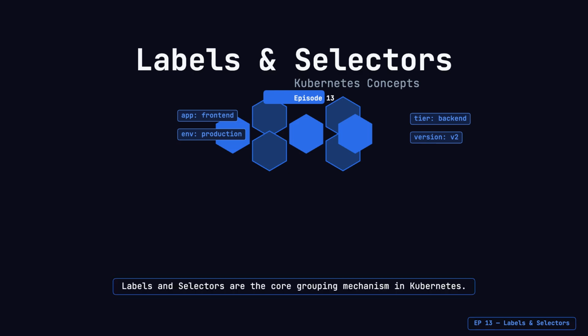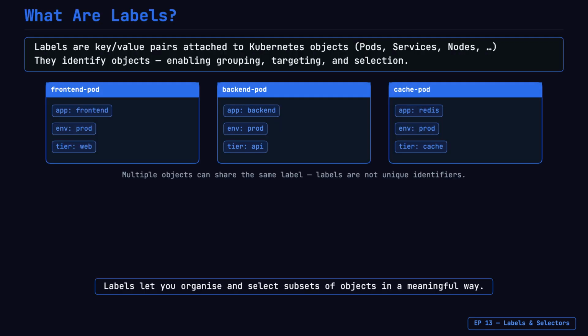Labels and selectors are the core grouping mechanism in Kubernetes. A label is a key-value pair attached to an object like a pod or a service. They are not unique. Many objects can carry the same label. Labels let you organize and select subsets of objects in a meaningful way.